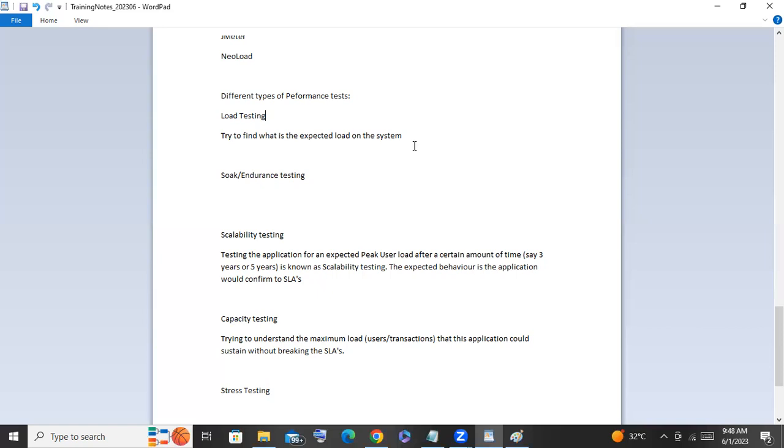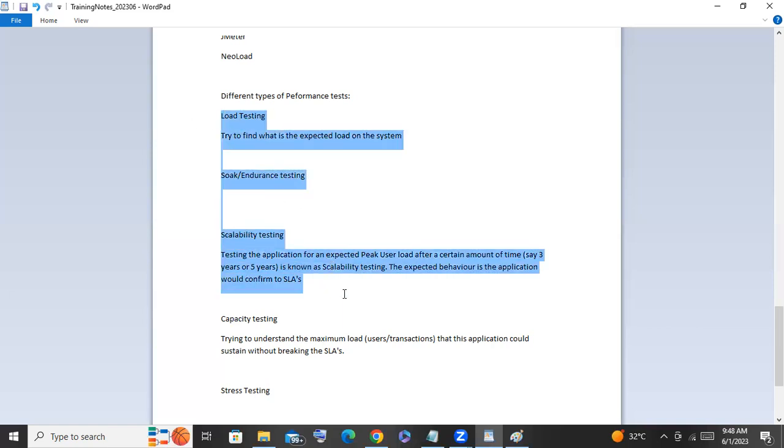For any kind of application, the compulsory tests, which you cannot skip, are load testing and soak testing. If they have some budget, they would also go for scalability testing. These are the three types of testing any kind of application would compulsorily do. Whatever other types of performance tests I have listed over here are only the main types of performance tests. There are so many other kinds of performance tests.